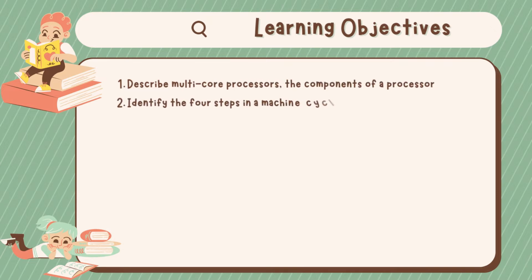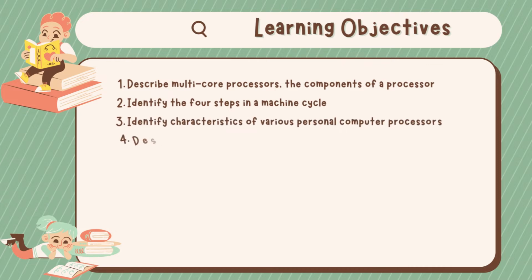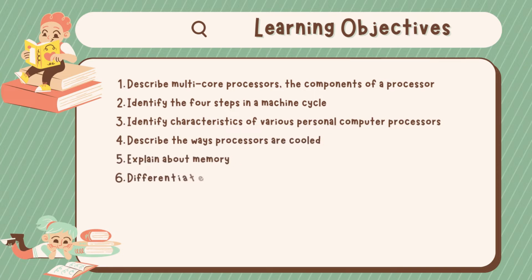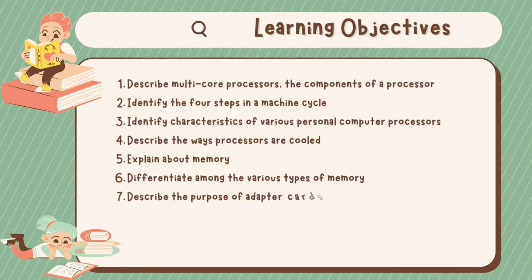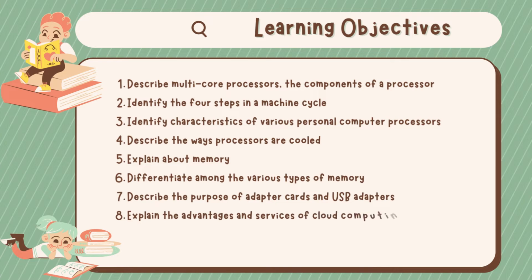Describe multi-core processors and the components of a processor. Identify the 4 steps in a machine cycle. Identify characteristics of various personal computer processors. Describe the ways processors are cooled. Explain about memory. Differentiate among the various types of memory. Describe the purpose of adapter cards and USB adapters. Explain the advantages and services of cloud computing.